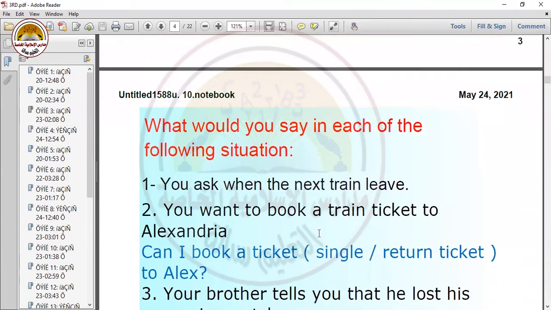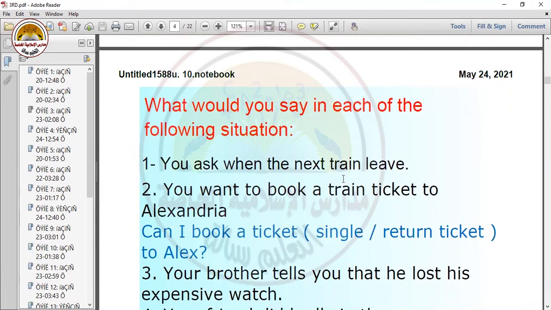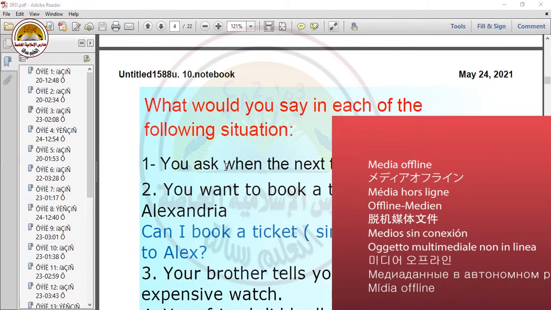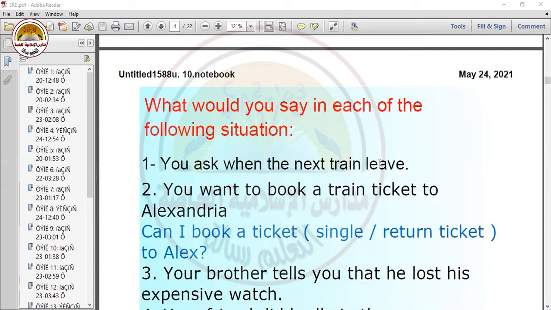Look at this exercise. What would you say in each of the following situations? Ahmed, you ask when the next train leaves. What would you say? Ahmed, can you hear me? You ask when the next train leaves. What would you say in this situation? Okay, if you ask about the time, you can say, What time does the next train leave?